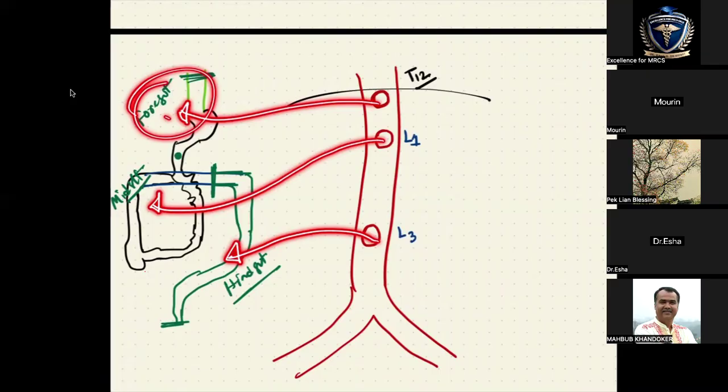So if you are asked, a surgeon has done a Hartmann procedure, and while doing the Hartmann procedure, he ligated a left colic artery. And the left colic artery originates from which of the following vessels? The inferior mesenteric artery. Okay, just have a look.